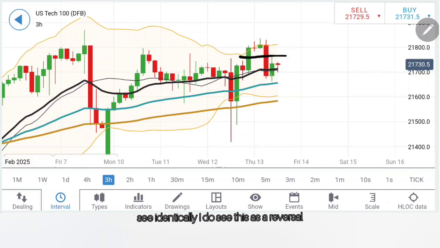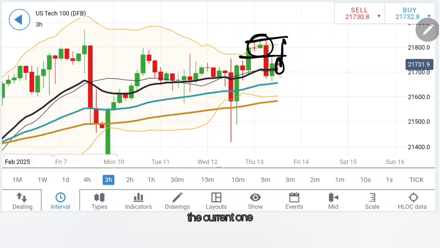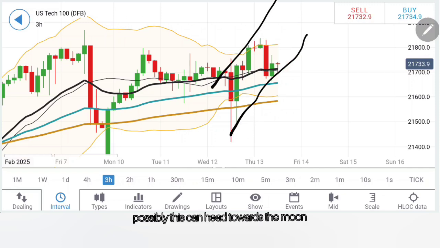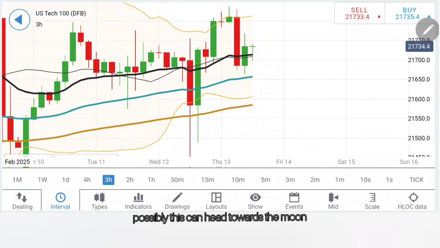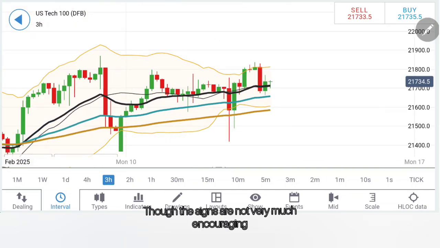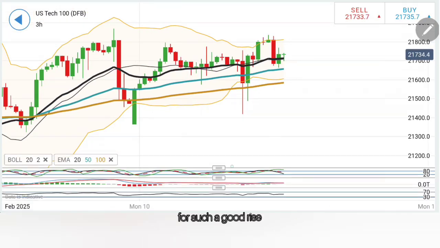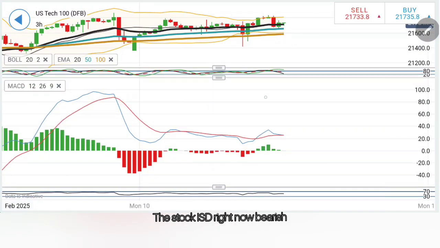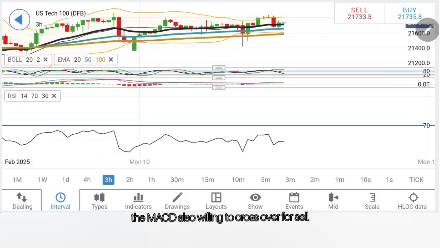On the 3 hour charts, the observation is the same, but notice what has happened. Identically, I do see this as a reversal, and see the first bearish candle. But if the second candle, the current one, which has already formed a tail, breaks out beyond 21,850, you can just stay bullish from here. Why? Look at the formation. Possibly this can head towards the moon, though the signs are not very encouraging for such a good rise. The stochastic right now is bearish. The MACD is also willing to cross over for sell.